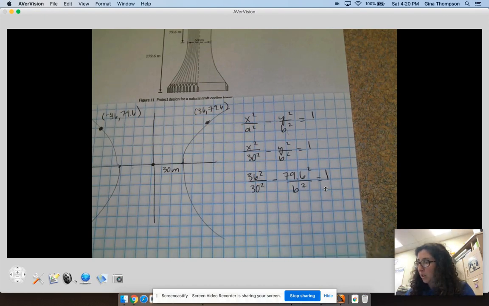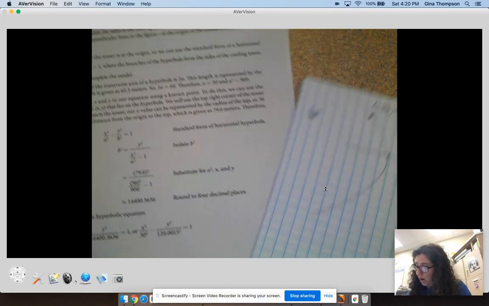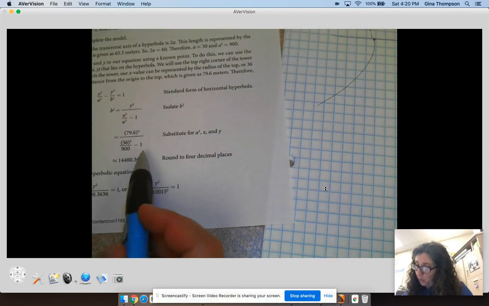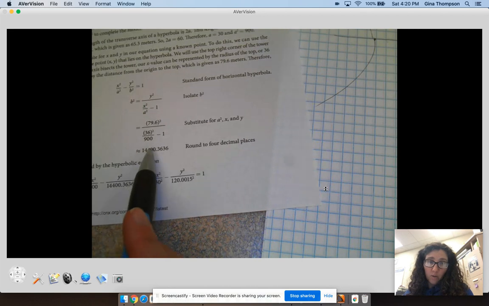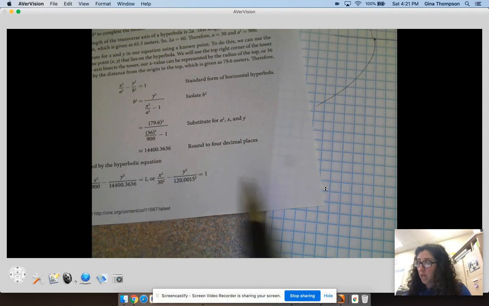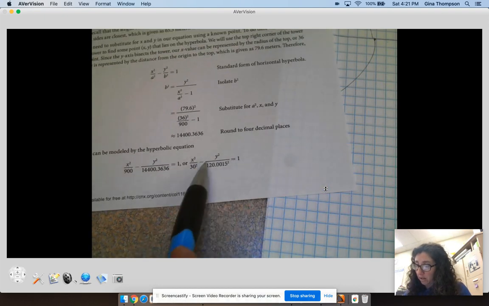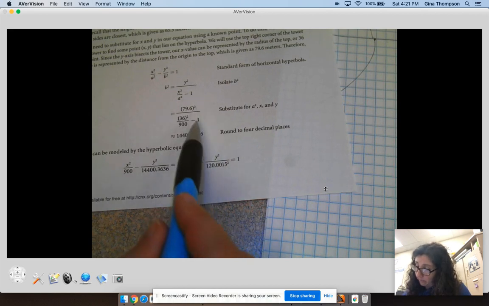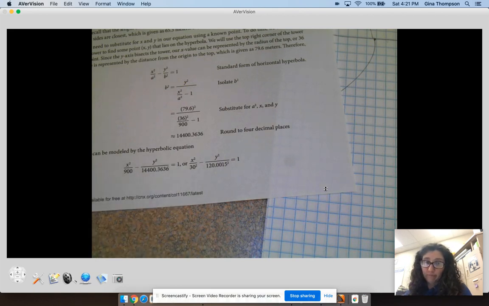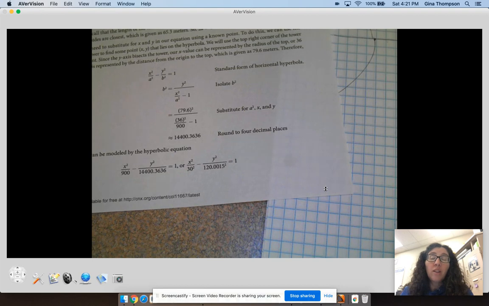I don't think I'm going to bother doing that. Since they did it for us, let's just look at what they get. Turns out b squared is 14,400.3636. And then you can put that back in. You take the square root of that. Well, you don't even have to. Here's our equation, right? There's our b squared. Ta-da!